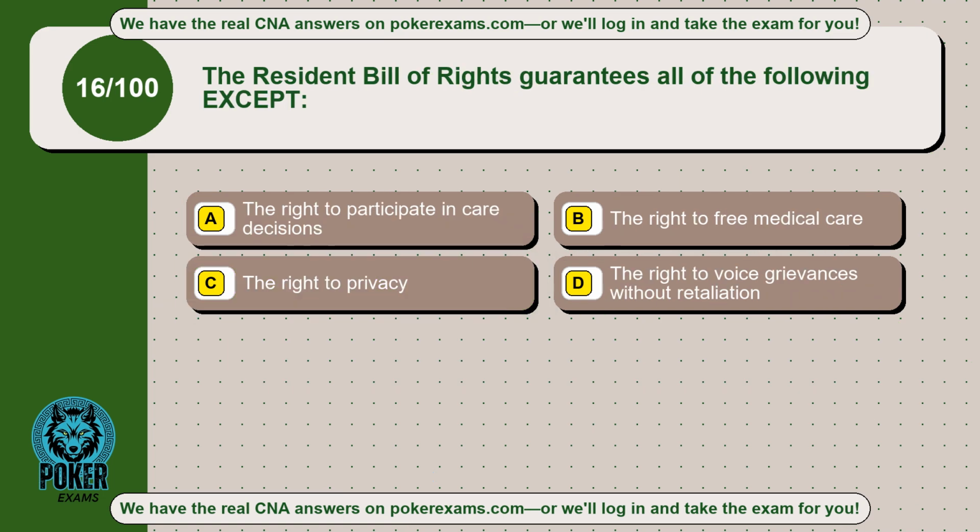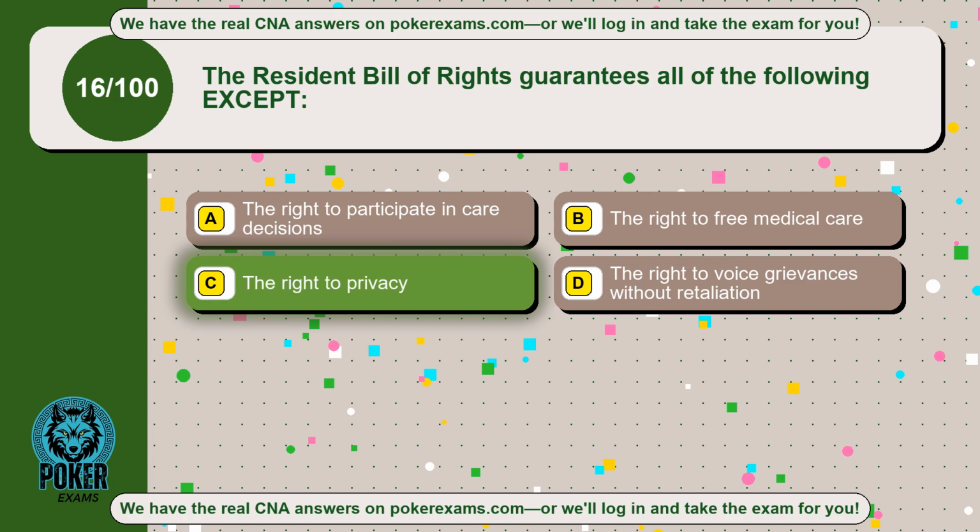Question 16. The Resident Bill of Rights guarantees all of the following except. Option A. The right to participate in care decisions. Option B. The right to free medical care. Option C. The right to privacy. Option D. The right to voice grievances without retaliation.